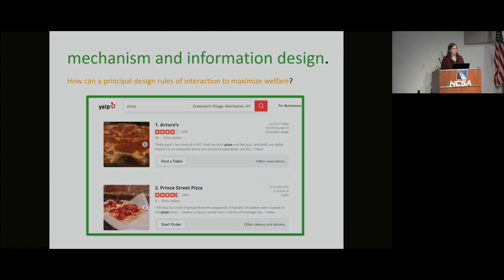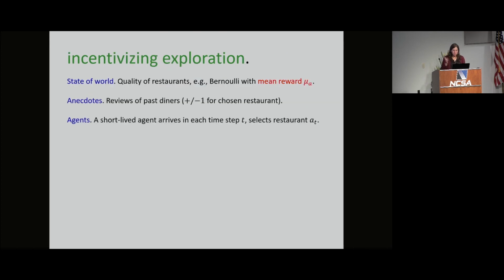But what I was interested in is, what if you need to present the agent with a set of anecdotes, and then they get to decide how to act? So we have a state of the world that's now a multidimensional state. It's the quality of all of the restaurants in New York City, say Bernoulli with mean reward mu A for restaurant A. And the anecdotes now are the reviews of past diners. I'll assume that they're thumbs up, thumbs down, so +1, -1, and we're eliminating fake reviews. And the agents are going to come in at some time step T, and they're going to select a restaurant based on the reviews that they see.